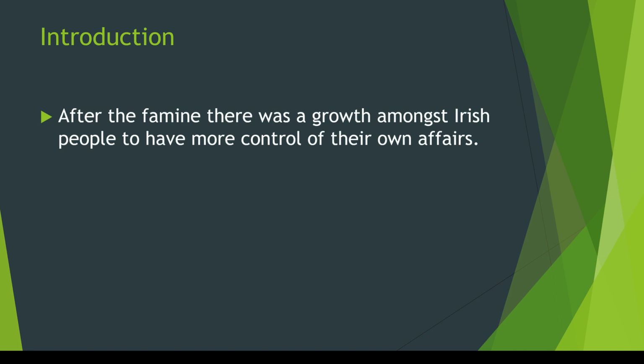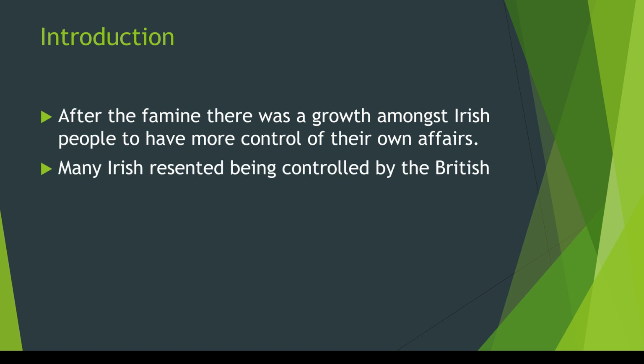After the famine, there was a growth amongst Irish people to have more control of their own affairs. We were angry after the famine, and Irish people wanted independence, essentially. They wanted to be able to decide what happened in Ireland for themselves, not to be told what happened by Britain. Britain did let us down during the famine, and as a result, most Irish people now wanted independence of some form.